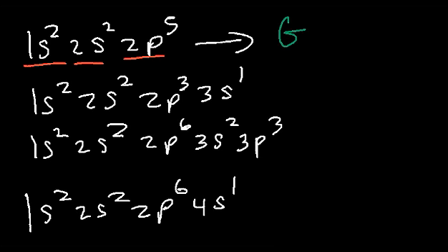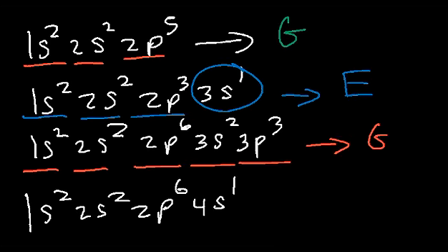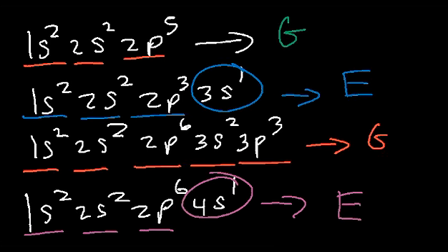Now looking at the next one, we have 1s2, 2s2. Before we get to 3s, the 2p sublevel should be filled. It should be 2p6 before we get to 3s. So we have a jump. Instead of having 2p4, it jumped to 3s1. So this represents an excited state. Looking at the next one, 1s2, 2s2, 2p6, 3s2, 3p3, it follows the appropriate order, so it's a ground state configuration. And for the last one, after 2p6, you should have 3s2 or 3s1. But instead we have 4s1, so there's a jump, and it's in the excited state.